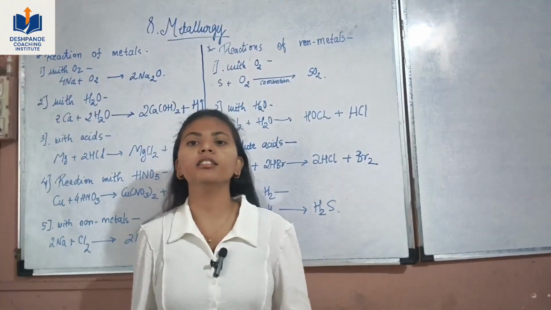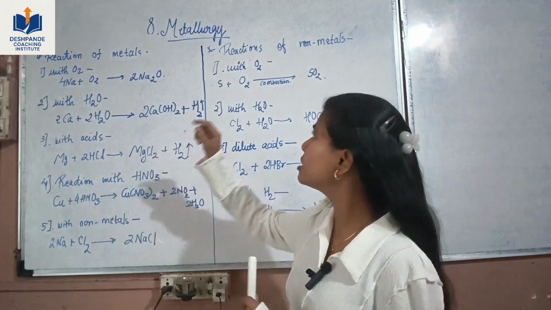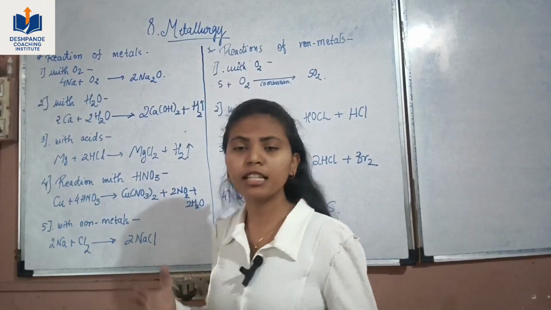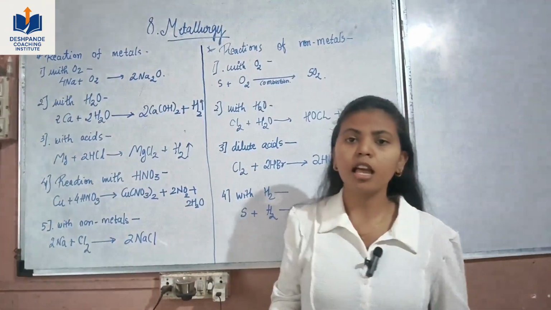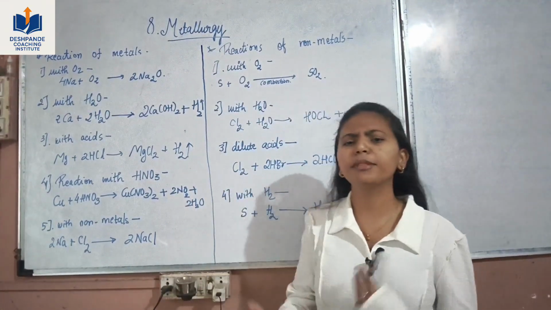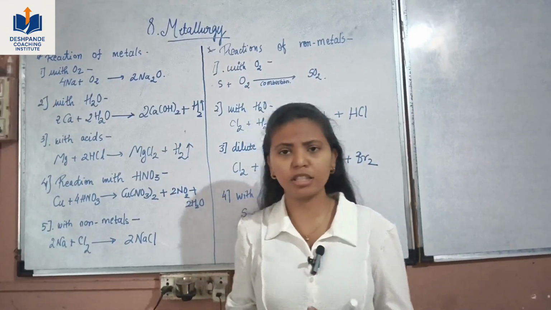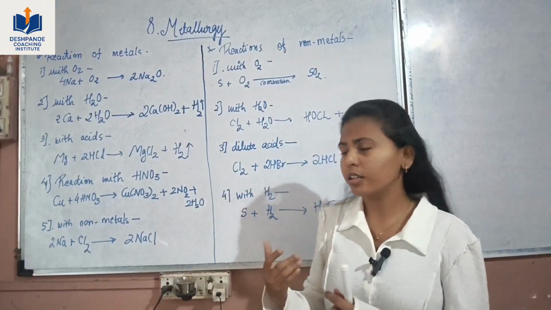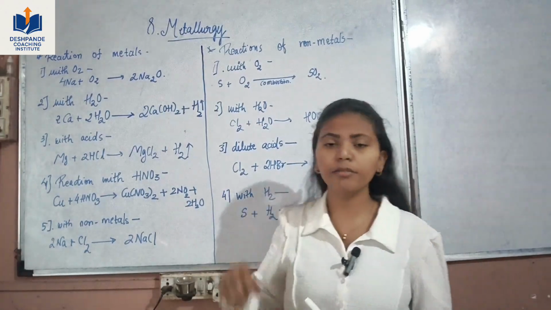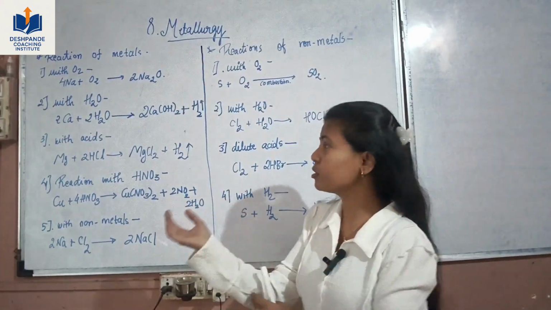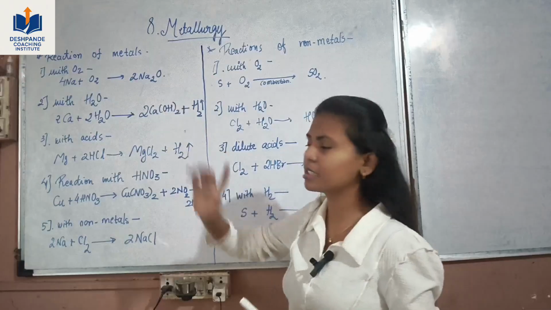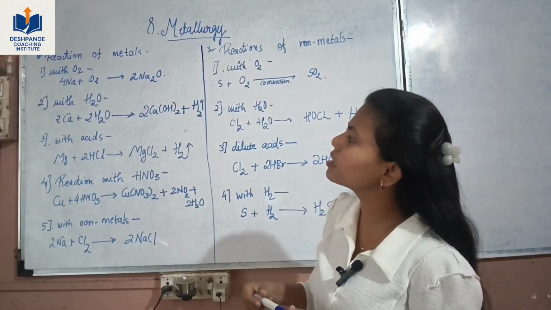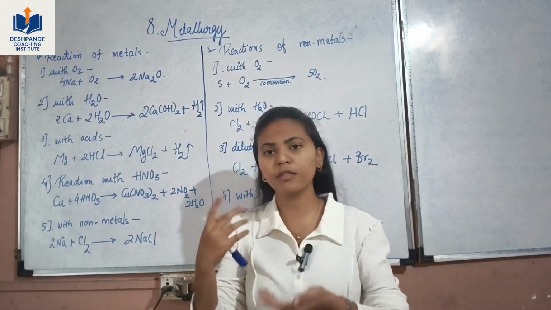Okay, let's study the reactions that metals and non-metals undergo. So there are various types of reactions that metals and non-metals undergo with different elements like water, oxygen, acids, dilute acids, and so on. So we'll study them one by one. So first is the reaction of metals with oxygen. So metals react easily with oxygen to form their respective oxides.